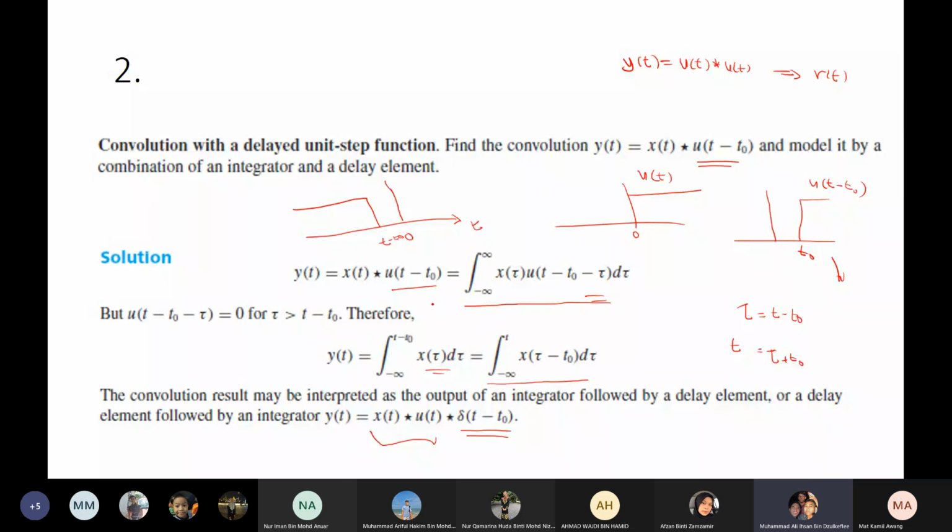You inverse this one. This you inverse. You want to do the convolution. So basically you convolve this with this. If, let's say, you have u(t) convolve with u(t minus t naught). Okay. So basically you convolve this with that.